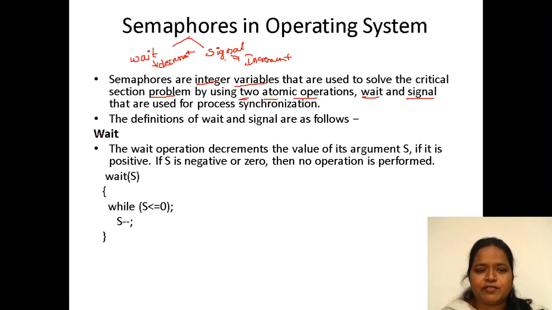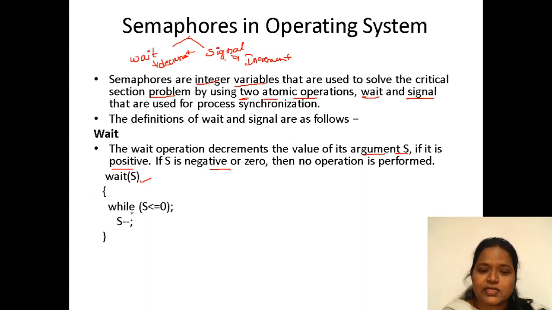Here, what is the definition of wait? Wait means we decrement by 1, and signal means we increment by 1. The wait operation decrements the value of its argument s if it is positive. If s is negative or 0, we do not perform any operation. So the code for wait is wait of s. When we talk about semaphores, you must consider wait and signal.